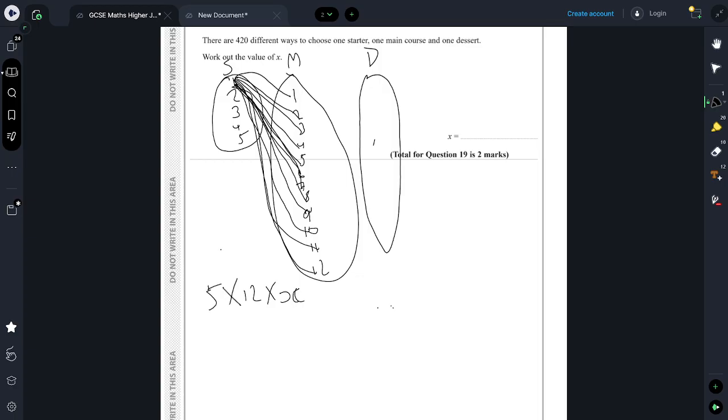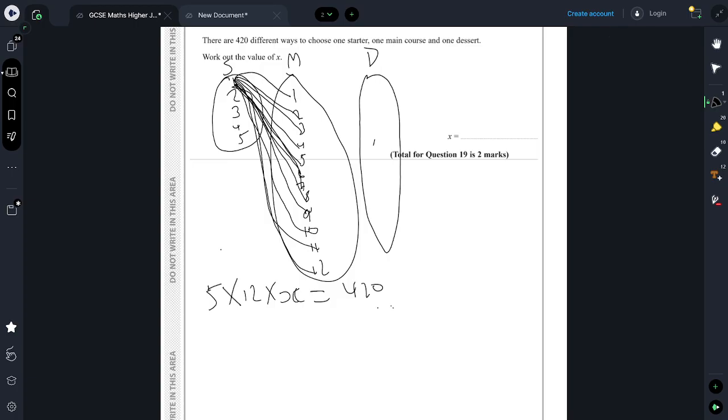So the amount of choices we can make is 5 for any starter. And then there are 12 mains that we can pick. So we times them. And then there are X desserts we can pick. And that has to equal 420, the total number of choices we can make.